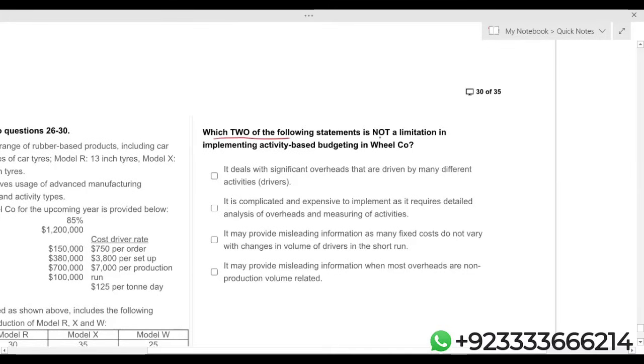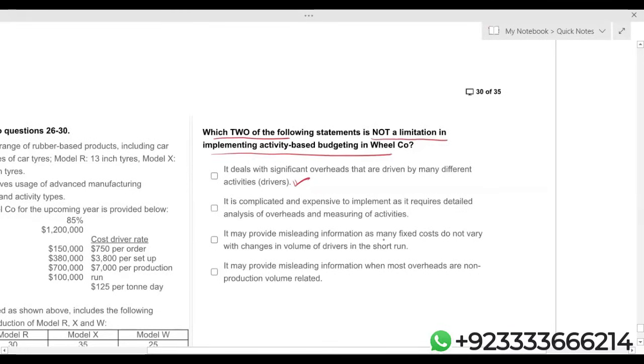Which two of the following statements are not a limitation in implementing ABC? Not a limitation. Let's see. It deals with significant overheads that are driven by many different cost drivers. So obviously that is not a limitation. So this one is not a limitation. It is complicated and expensive to implement and it requires detailed analysis. So that's a limitation.